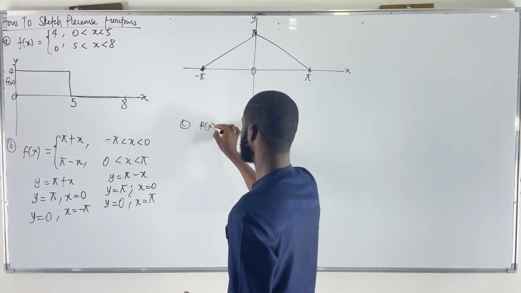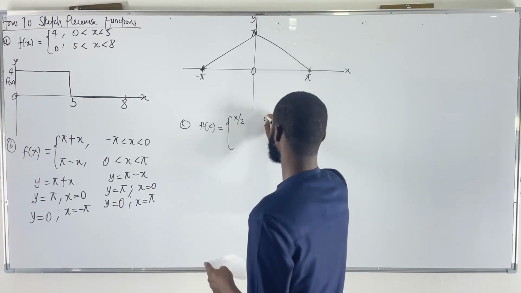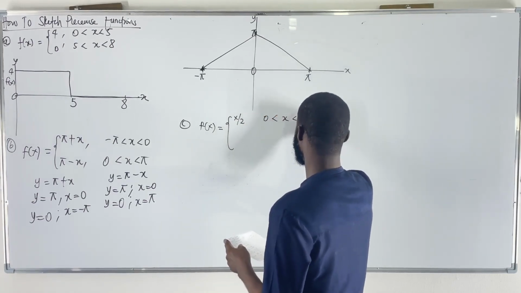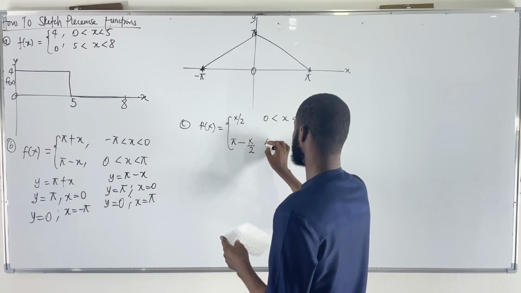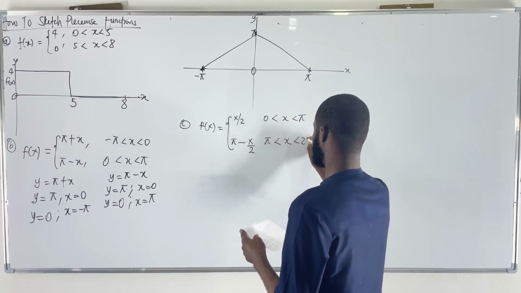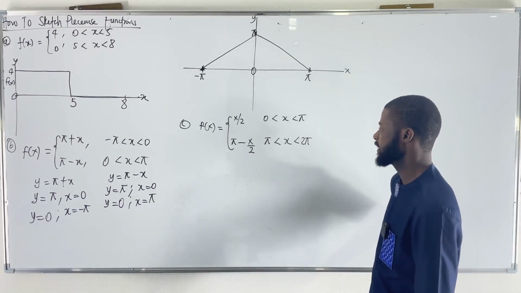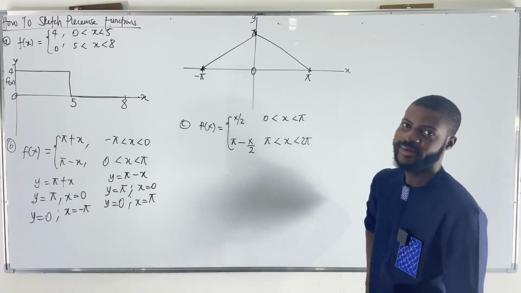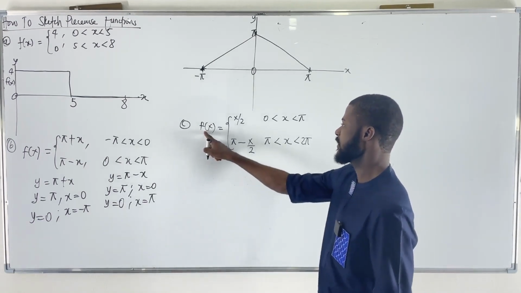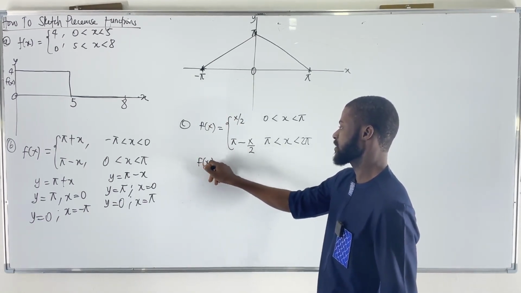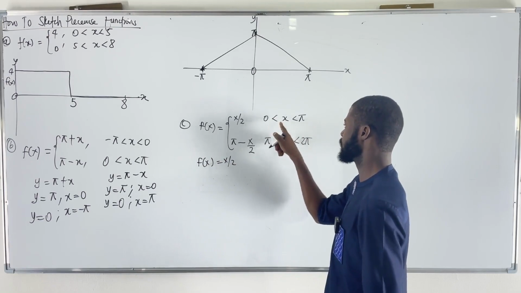So we have f of x equal, that's a lot, x over 2 at 0 less than x less than pi, and pi minus x over 2 at pi less than x less than 2 pi. Okay, so let's do this. This one is still easy to plot. So the first thing is f of s is s over 2. So f of x is x over 2. So the first thing is when s is 0, because we have x at 0.